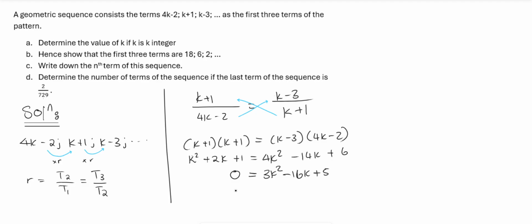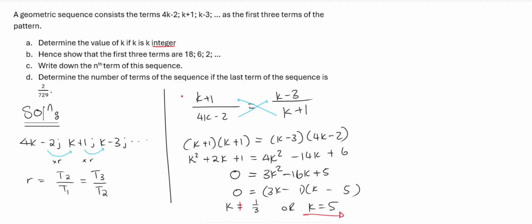And then if you factorize this, you are going to get this, guys. And then we see that our value of k would be equal to 1 over 3, or our value of k would be equal to 5. But they have given us a restriction that k must be an integer, so therefore k cannot be equal to 1 over 3. And it means that our value of k therefore is going to be equal to 5.